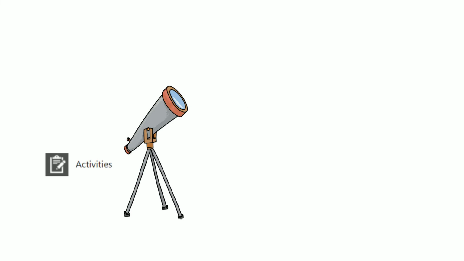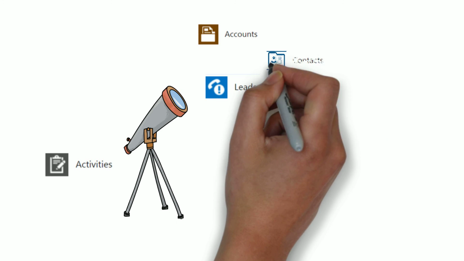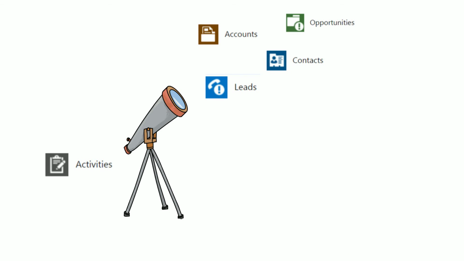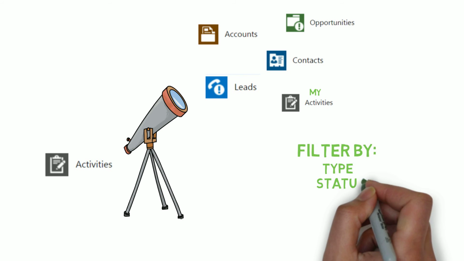You can view activities from a number of different places within Cyrus, from within a lead, account, contact, or opportunity. You can also view them under My Activities on your dashboard or from the Activities main screen. And you can filter them by type, status, or due date.